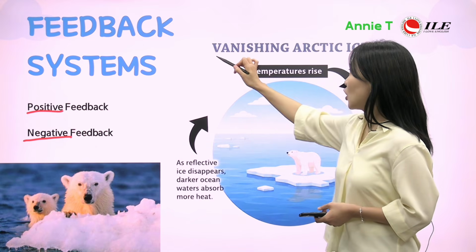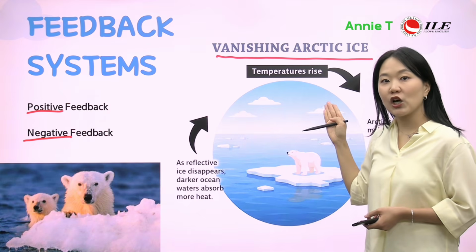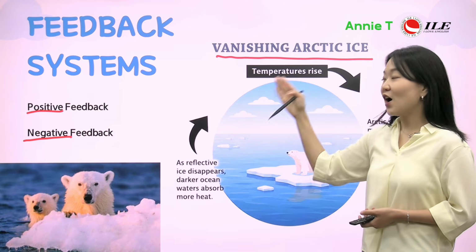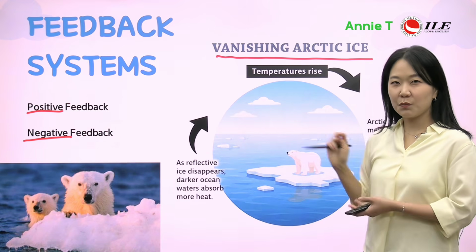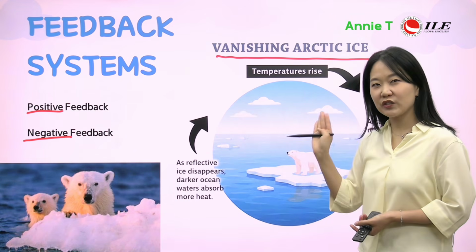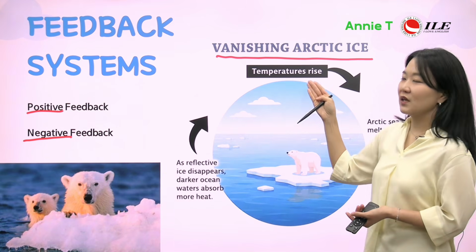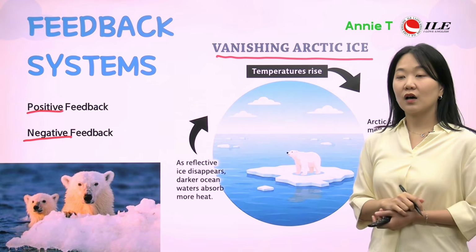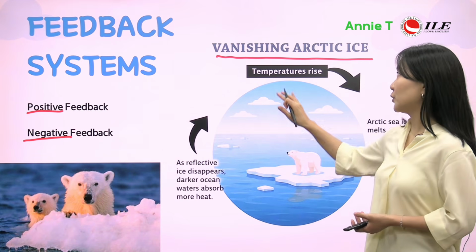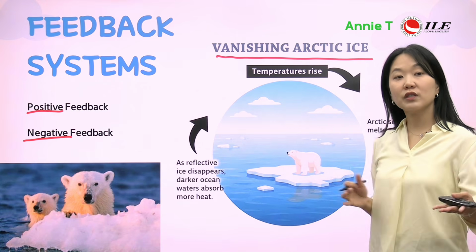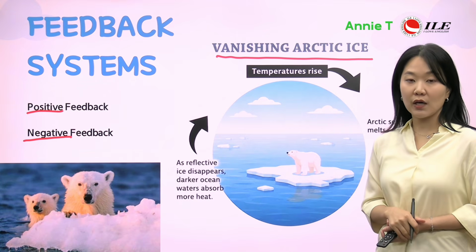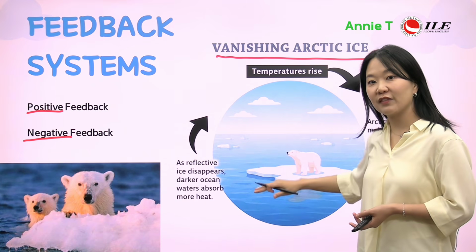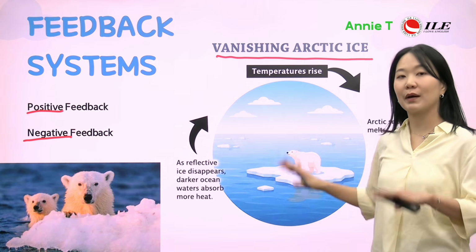So the example that I want to talk about today would be the vanishing Arctic ice in the polar regions. Okay, this is an example of a positive feedback. Why is this positive feedback? Let's look at the changes that occur. First step is temperatures rise. This is because global warming these days is causing temperatures to rise. My students, you may have felt this because summers in Korea are hotter than ever before. When temperatures rise, the problem is that the ice in the polar regions starts melting.